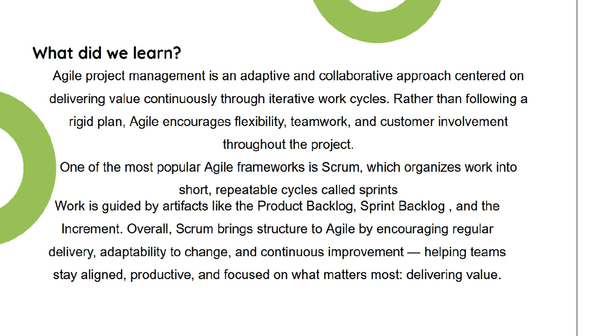project. So Scrum, for example, organizes work into short, repeatable cycles called sprints. And in these sprints the work is guided by artifacts like the product backlog, sprint backlog, and the increment. So overall, Scrum brings structure to Agile by encouraging regular delivery, adaptability to change, and continuous improvement. This can help teams stay aligned, productive, and focused on what matters the most, delivering value.